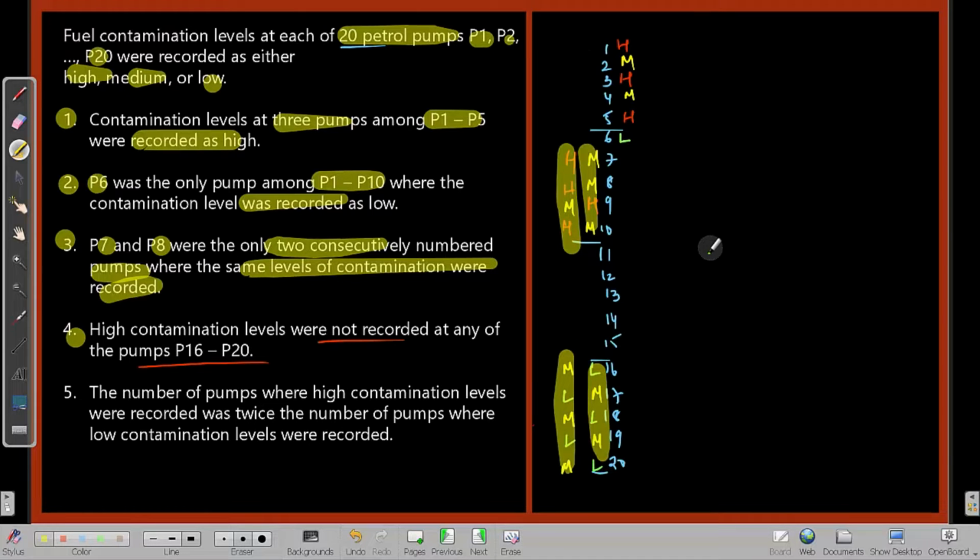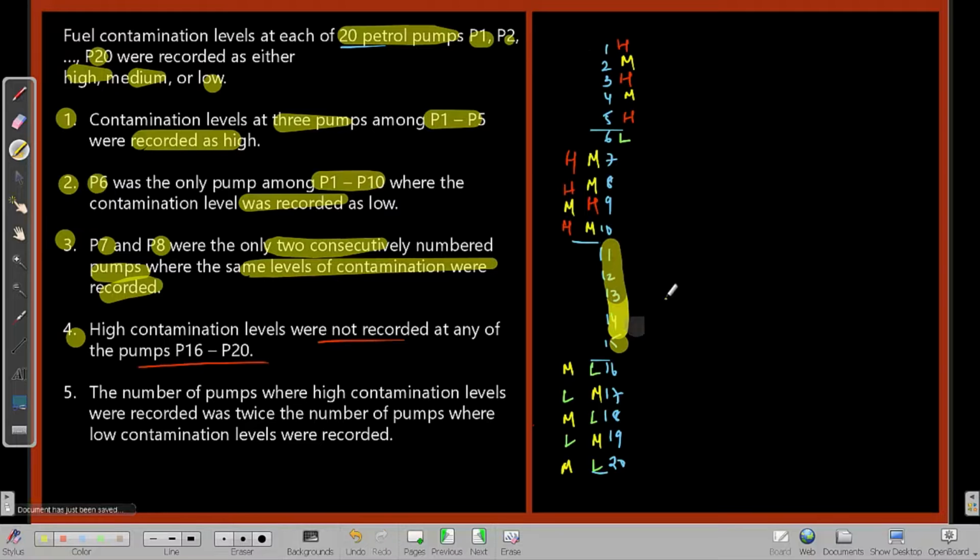The total number of cases is 4. We'll just hold on to it, and we'll have to make sense of what is going to happen from 11 to 15 as well. So let's look at the 5th case. The number of pumps where high contamination level was recorded was twice the number of pumps where low level of contamination was recorded. The number of high is twice the number of low.